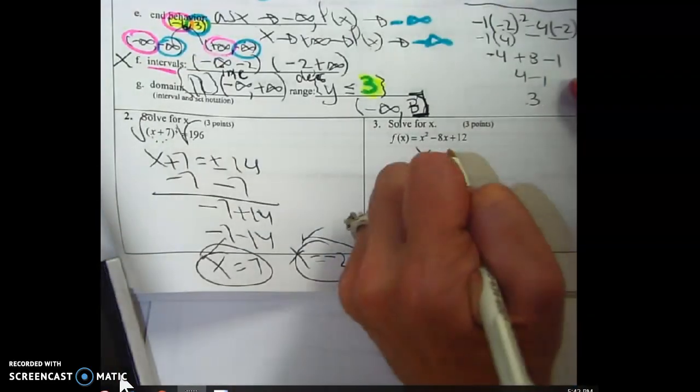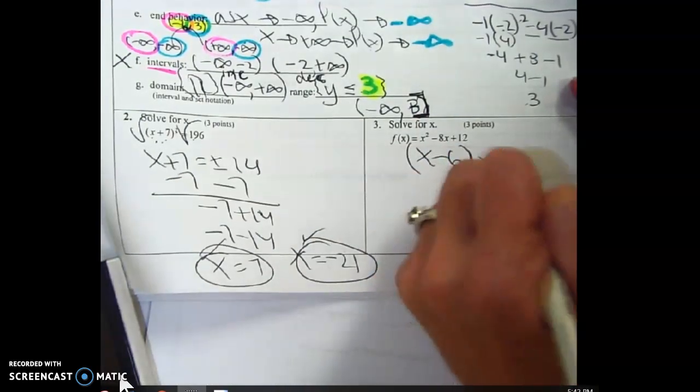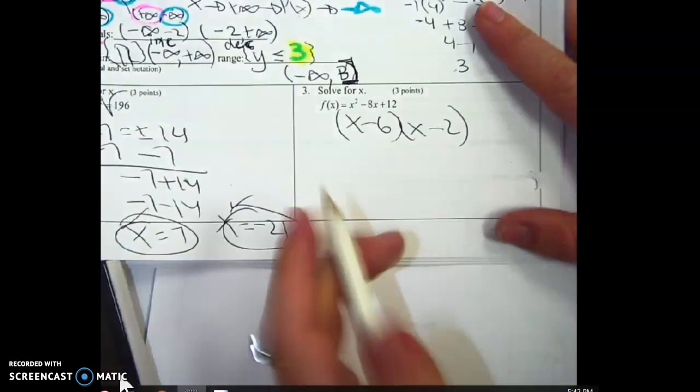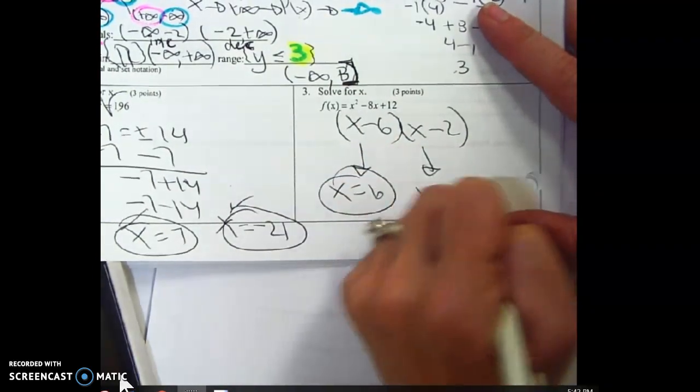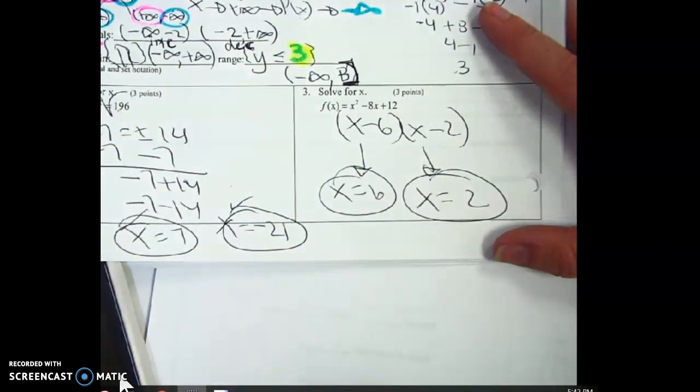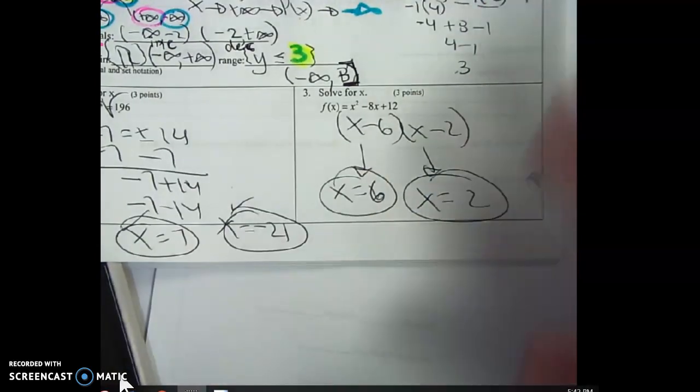All right, I'm going to do this one by factoring. I could do this one by completing the square. I could also do this one by the quadratic formula, but I am a lot quicker if I do it this way. Okay? First page done.